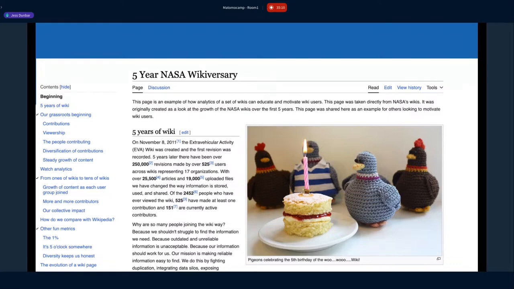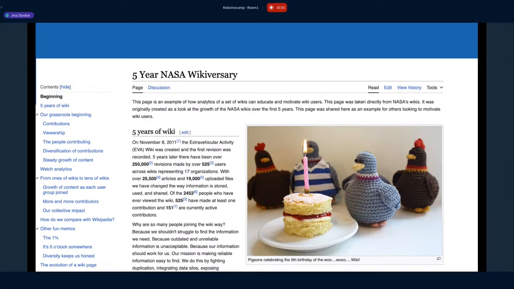This page was taken directly from NASA's wiki, and it was originally created to look at the growth of the wikis over the first 5 years. But they had a couple of difficulties in handling operational information. Data was dispersed over many file locations. There was no naming system, causing duplication. There were undefined, undependable systems that they were logging into. And of course, there's an increased risk of having outdated information due to their current systems.